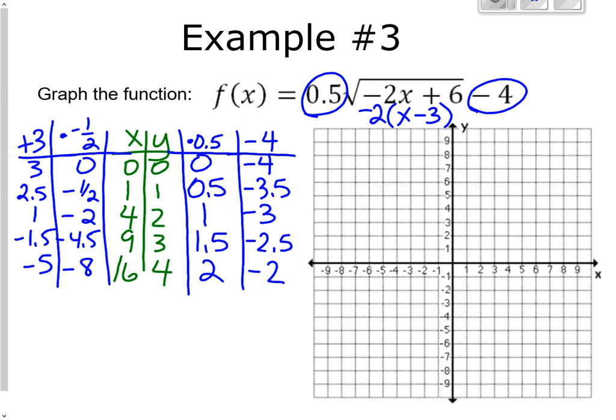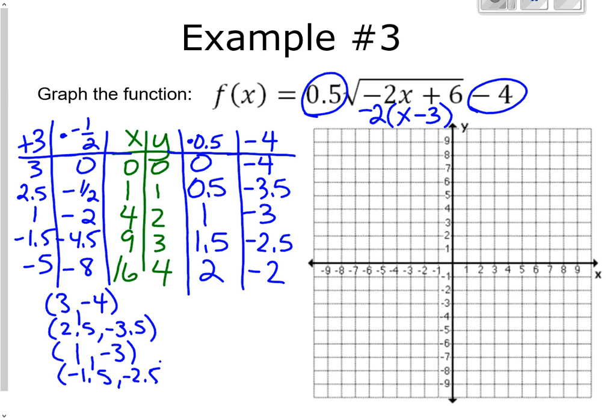Okay, so we have a great big table, but that's okay because we can still pull out our points. So 3 and negative 4, 2.5 and negative 3.5, 1 and negative 3, negative 1.5, negative 2.5, negative 5, and negative 2. All right, let's plot these points and see if we have a square root function.